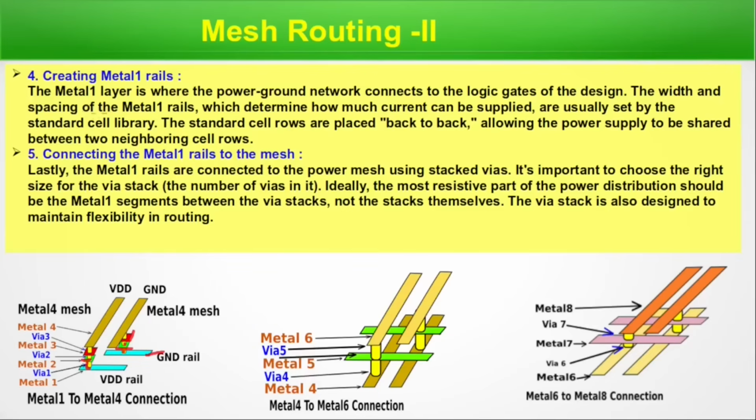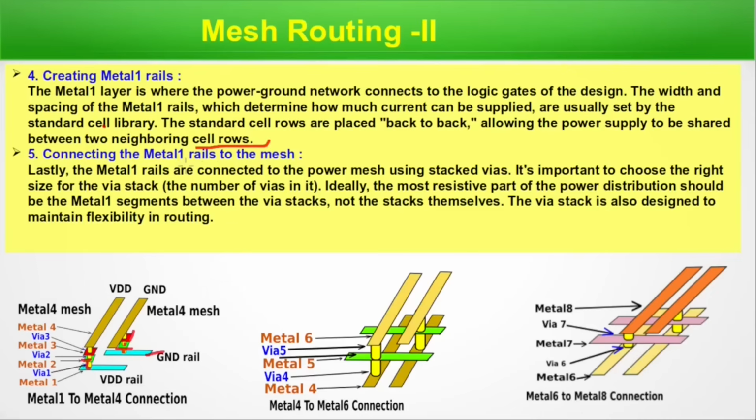So the width and spacing of metal one rails, which determine how much current can be supplied, are usually set by the standard cell library. The standard cell rows are placed back to back, allowing the power supply to be shared between two neighboring cell rows. This back to back connection is done for ease of connectivity.